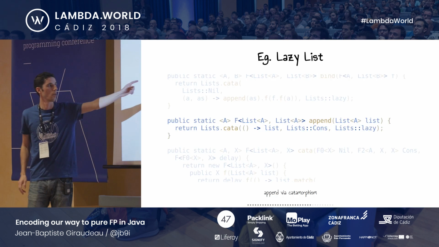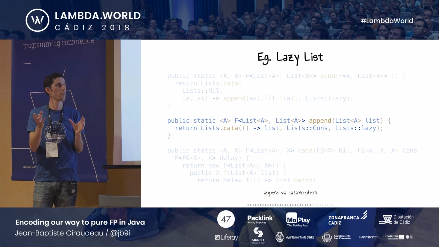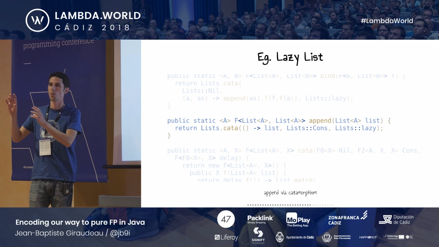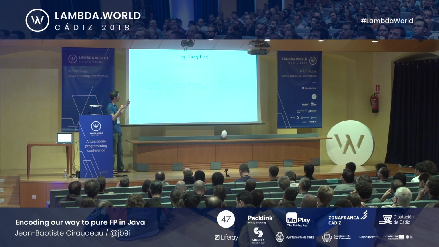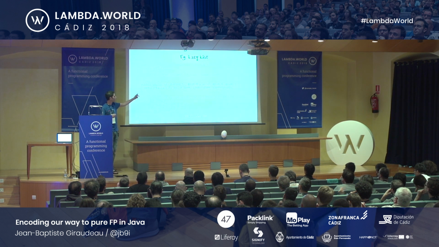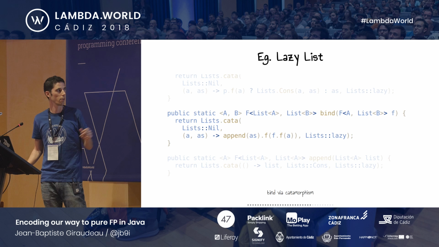Append is: you take a list, and you replace the nil constructor of this list by the original list you want to append to. So this is a really textbook implementation of all these methods. Here is bind using the lazy constructor. So all of this is possible because we have the lazy constructor.